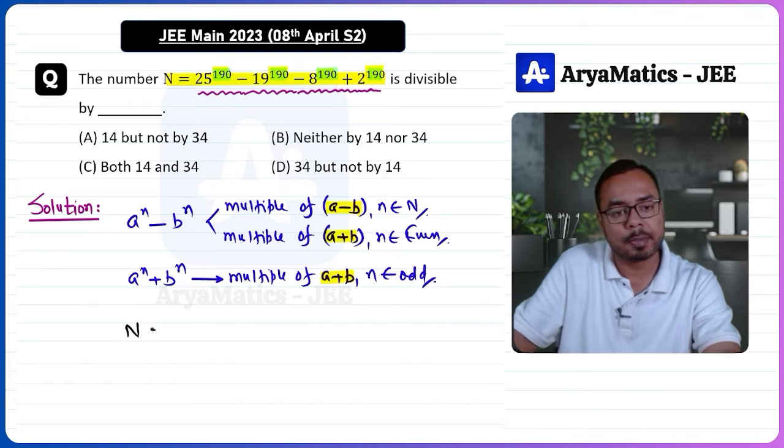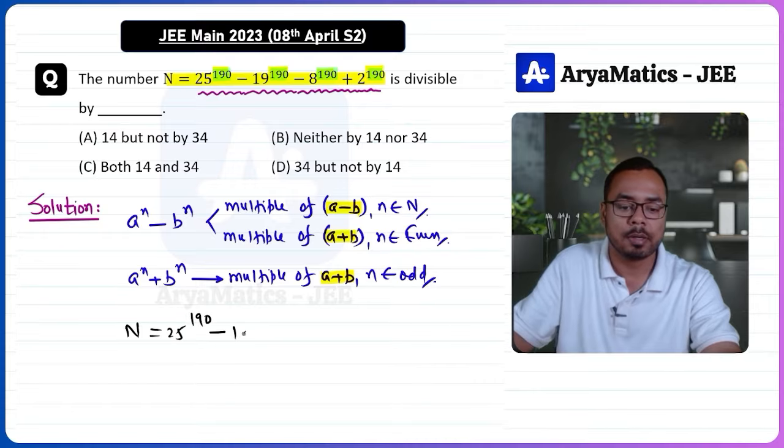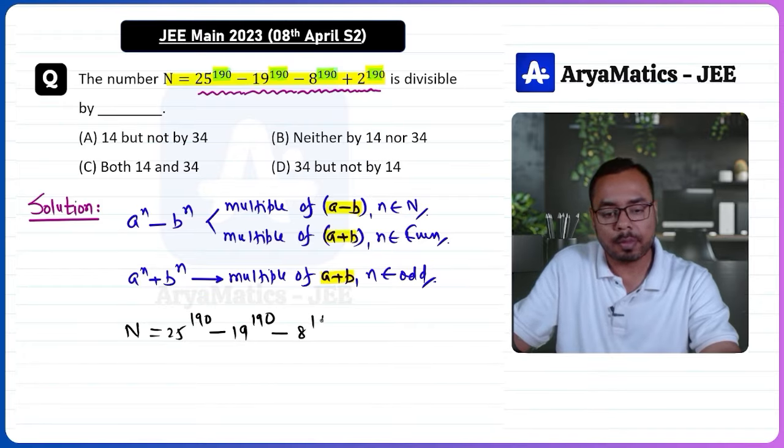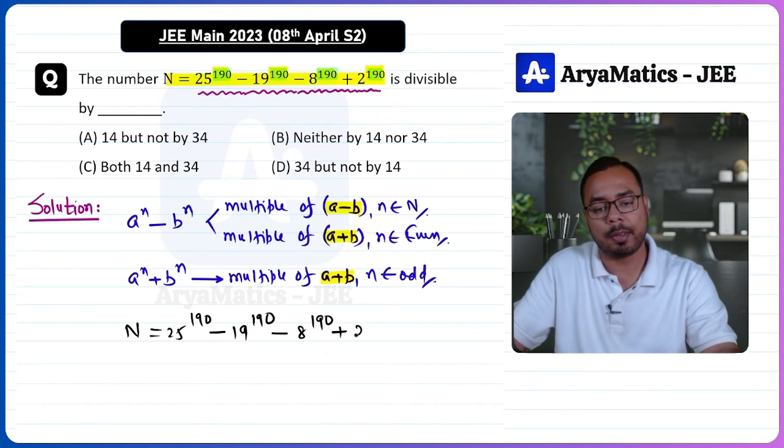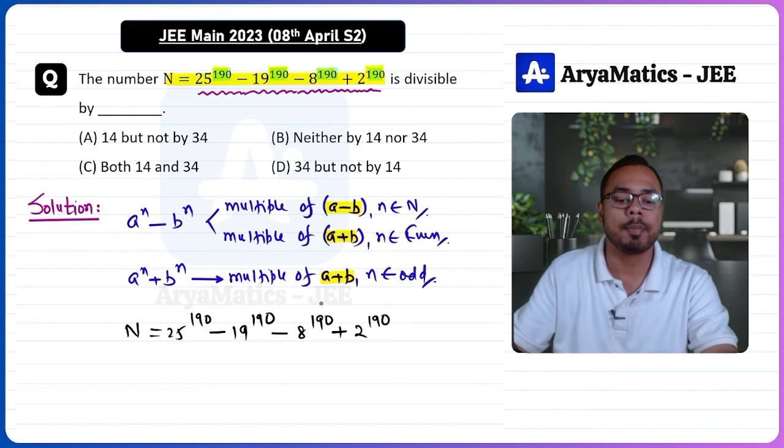The given number is 25 raised to 190 minus 19 raised to 190 minus 8 raised to 190 plus 2 raised to 190. And you can see that for all of these numbers, we have the same exponent. And we have to find whether it is divisible by 14 or 34 or both of them.